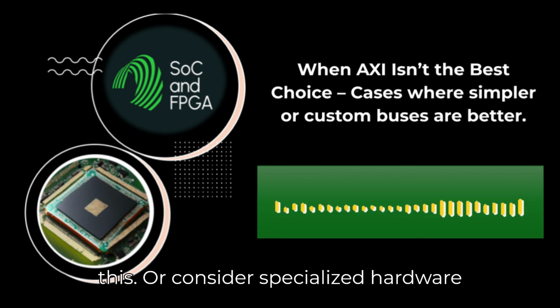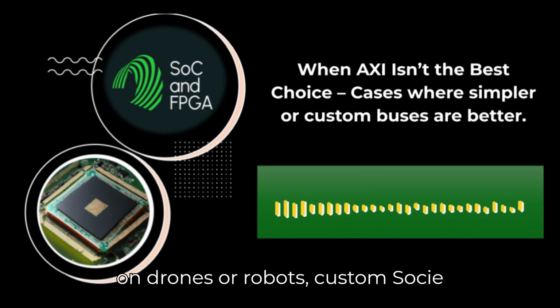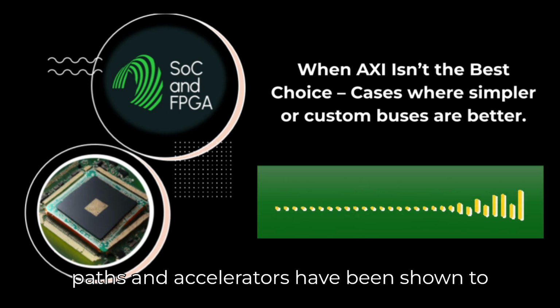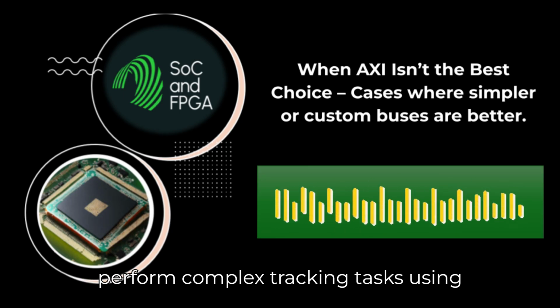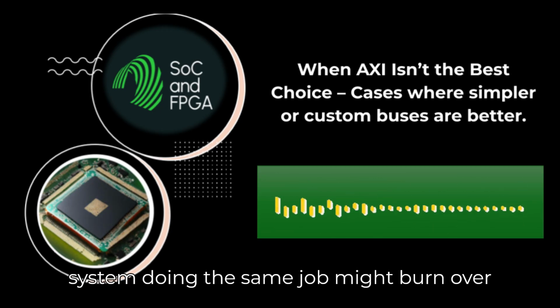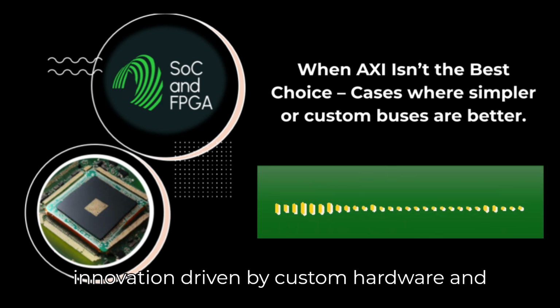Or consider specialized hardware for things like real-time video tracking on drones or robots. Custom SoC FPGA platforms using optimized data paths and accelerators have been shown to perform complex tracking tasks using around 5 watts. A traditional CPU-GPU system doing the same job might burn over 200 watts. That's power-constrained innovation driven by custom hardware.